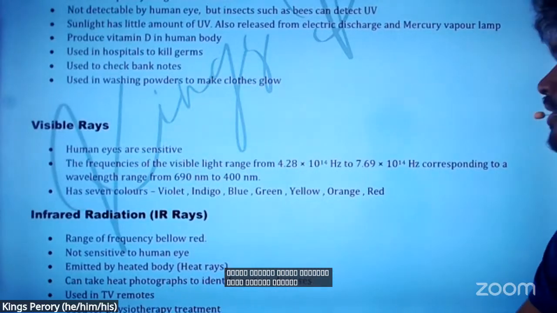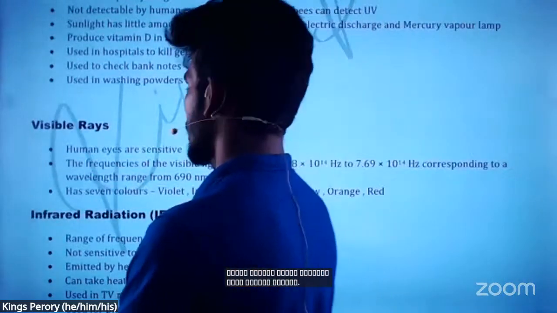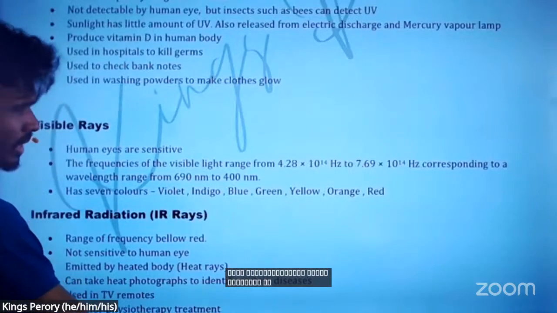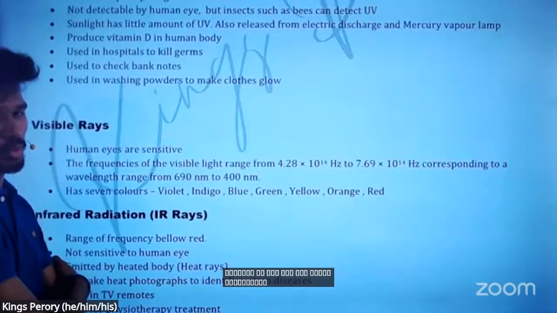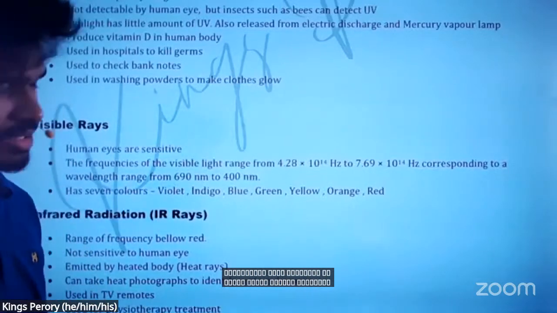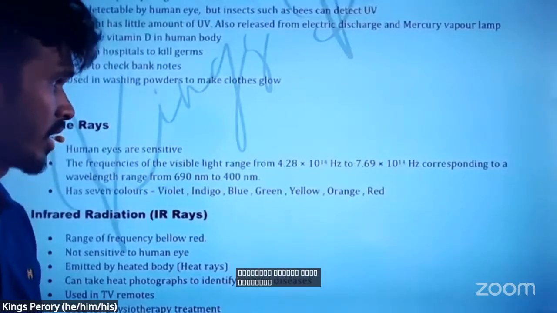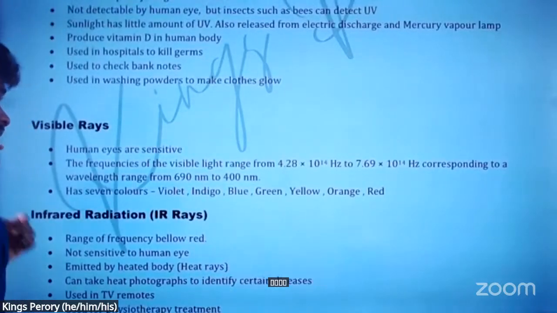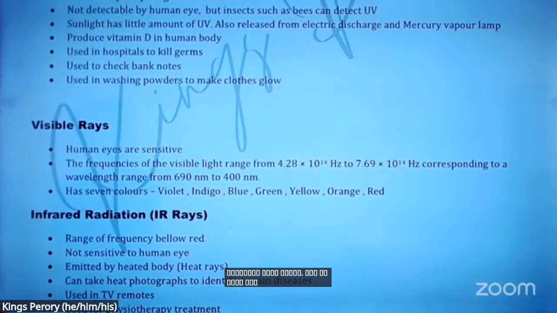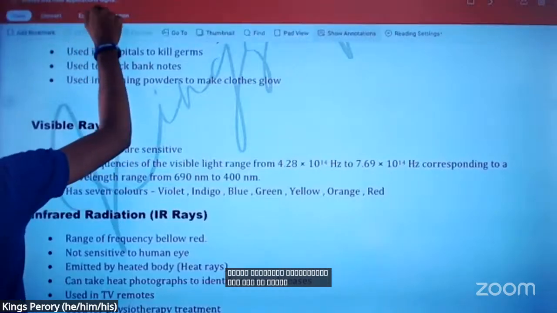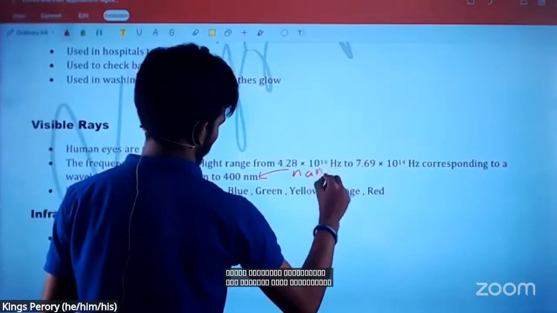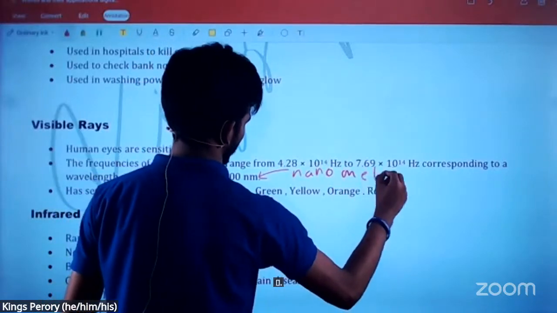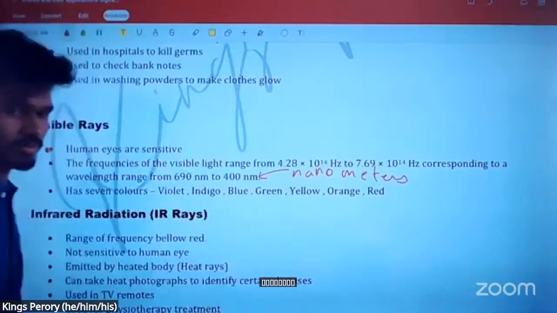These frequencies and wavelengths, no need to memorize. But just know that this is the frequency range: 4.28 × 10^14 Hertz to 7.69 × 10^14 Hertz. Wavelength is 690 nanometers to 400 nanometers. NM means nanometers. That's a wavelength.